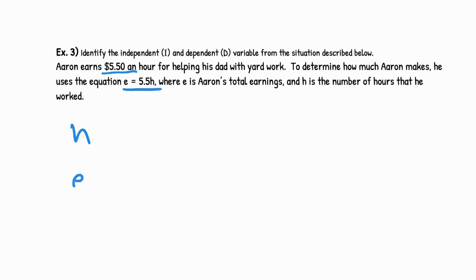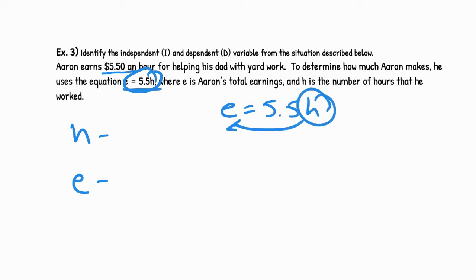So we have H and we have E. And in this case, according to the problem, we have E equals 5.5H. We would plug something in here to determine this. That makes hours the independent, and it makes earnings the dependent. The number of hours you work determines the amount of money that you make.